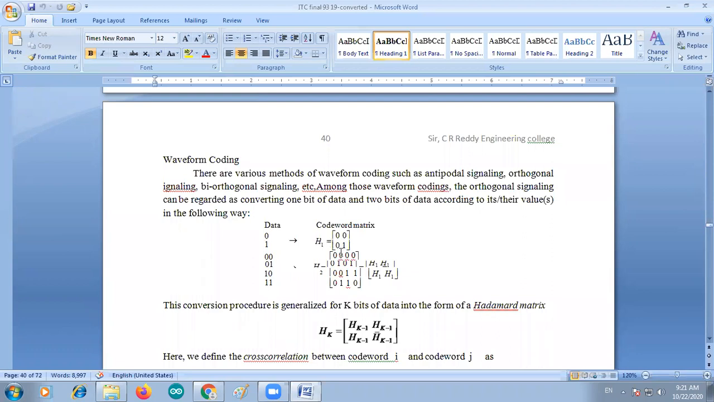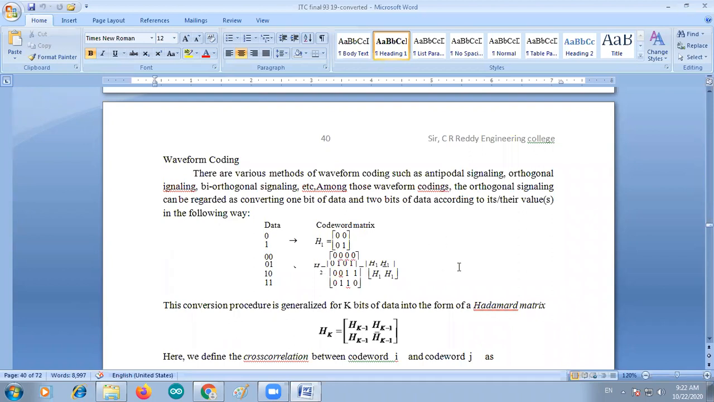That is H1, which is 0 0, 0 1, the representation of 0, 1. So 0, 1 are two bits, two signals. Suppose bits are 2 to the power of 2, so 4 signals are there: 0 0, 0 1, 1 0, 1 1. Now waveform coding converts them into H2. You can observe one point here: H1 is 0 0 in the first row, 0 1 in the second row. 1 is the complement of 0, that is inverted. So H2 is designed as H1, H1 in the first row, and H1, H1 bar in the second row.